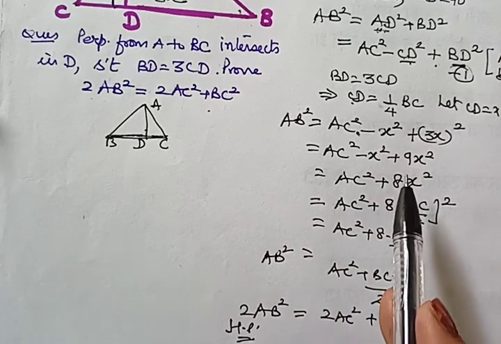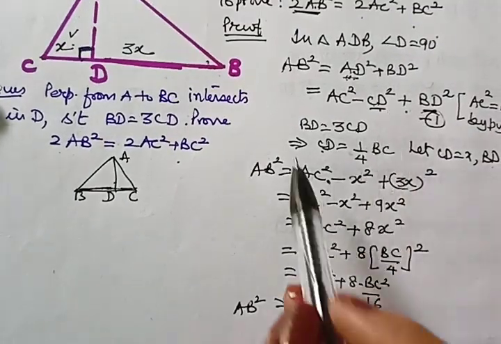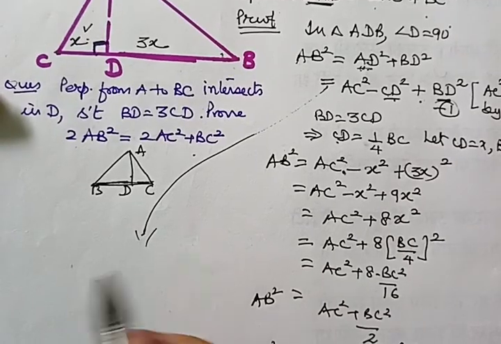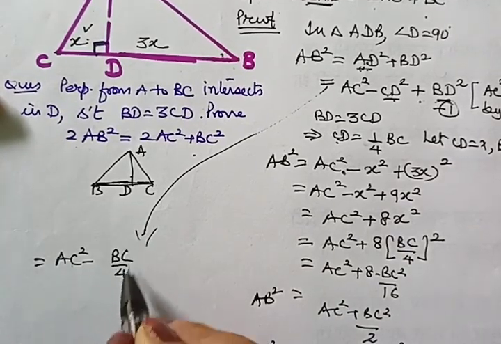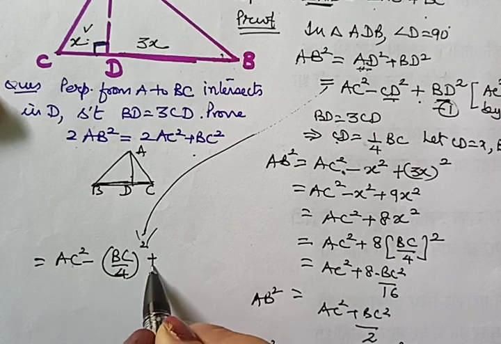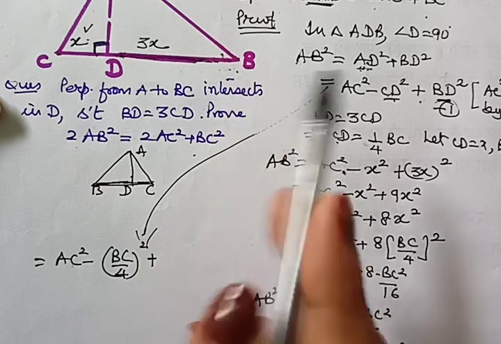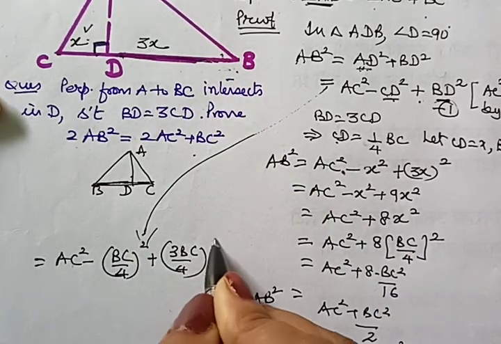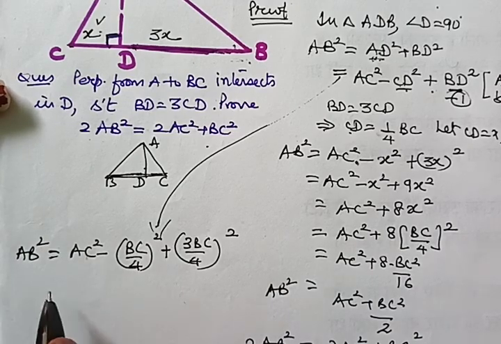If you do not want to use the concept of X, right, then straight away from here let me do it again in a second way. I have AC square minus CD, write straight away as BC by 4 whole square, and BD, see BD is 3 parts and BC is 4 parts. So BD can be written as 3BC by 4 whole square. Now if you solve this, then also you will reach the same answer.